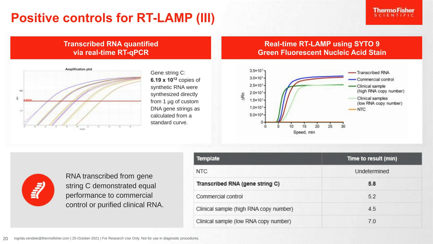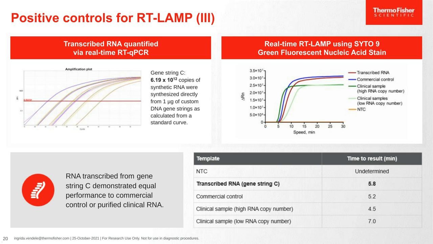And here, positive controls for RT-LAMP are validated. So first, transcribed RNA was quantified via real-time RT-qPCR. Here I'm only presenting gene string C, and you can see the copy number that was calculated from RT-qPCR results. Many copies were generated directly from just 1 microgram of custom DNA gene strings.